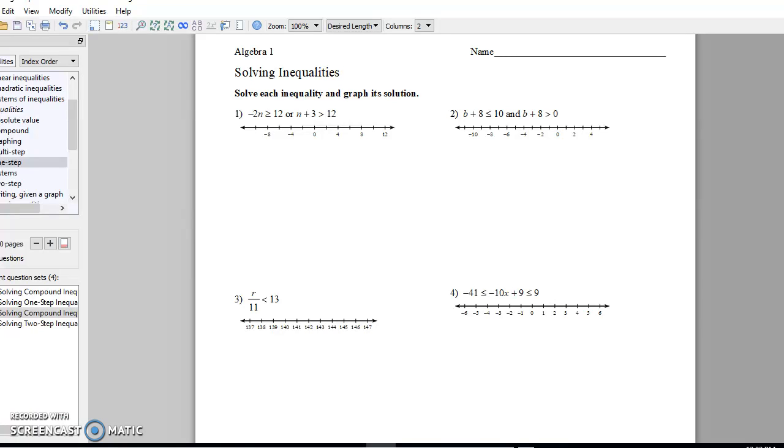Okay guys, I'm going to walk you through some common questions that I get on this homework assignment. Hopefully help make things a little bit easier for you and allow you to be able to finish the problem. So let's take a look at number one here.